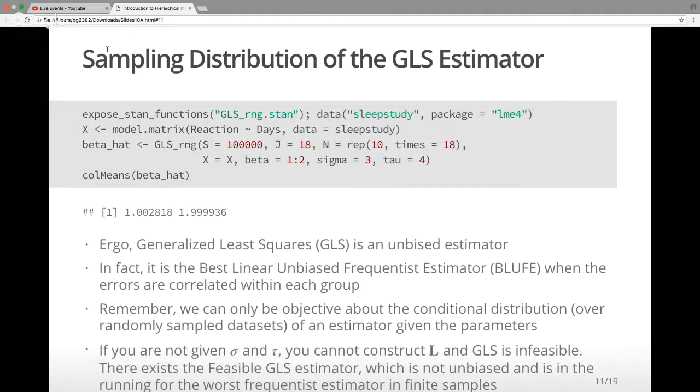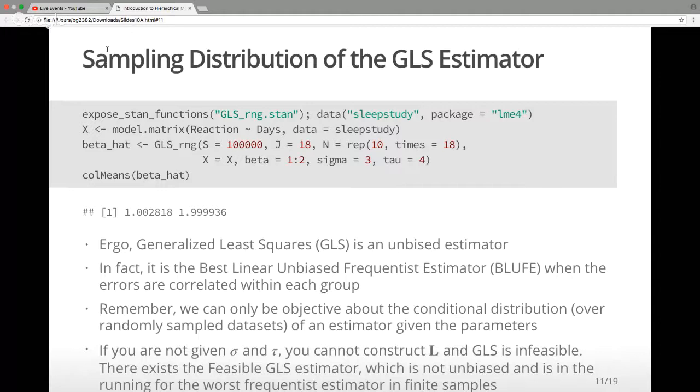Now, fortunately, some clever economists have come up with an estimator known as feasible generalized least squares. Although feasible, it's not unbiased, and it doesn't have any justification at all in finite samples, only asymptotically. And among all frequentist estimators, feasible GLS is pretty much the worst, in the sense that with a finite sample you never get a normal sampling distribution when you only have a finite number of observations, a finite number of groups.